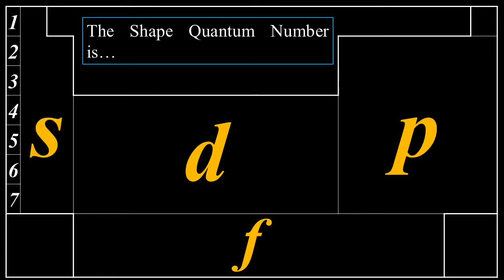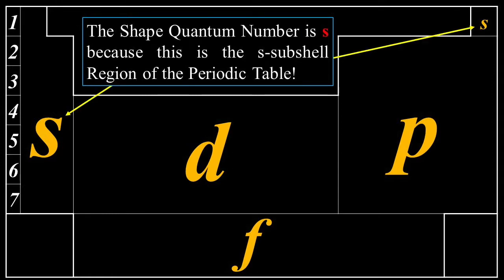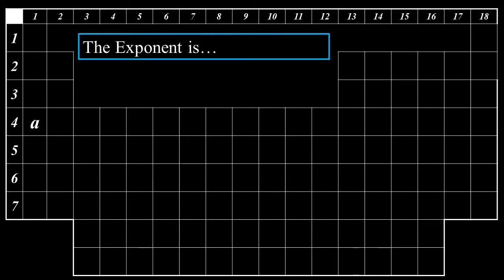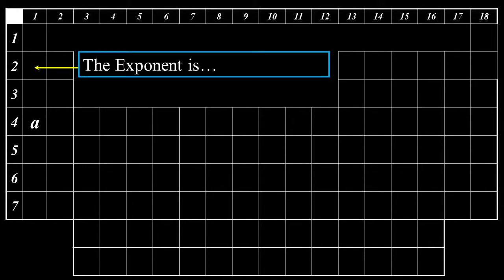And then there's going to be S, and then there's a little S in the upper right-hand corner for helium. And then we know that it's 4s. Okay, we know that it's 4s. Now we're going to run this a little bit more quickly.